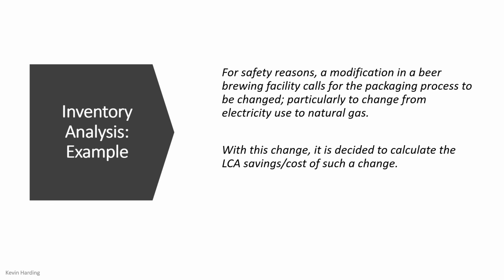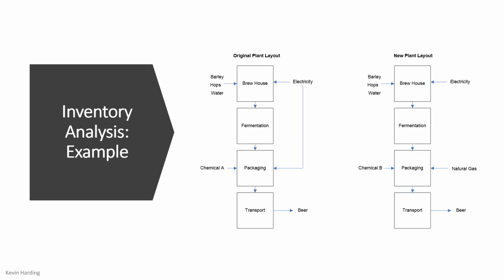When we look at the two flow sheets, on the left we have the original flow sheet, and on the right we have the new one. On the left, we have electricity both at the brew house and in the packaging, whereas on the right, we're only using natural gas. For this example, I'm going to assume that because we're changing from electricity to natural gas, other things might change as well: chemical A, chemical B, the plastic packaging, the wood, the paper, or the cardboard.